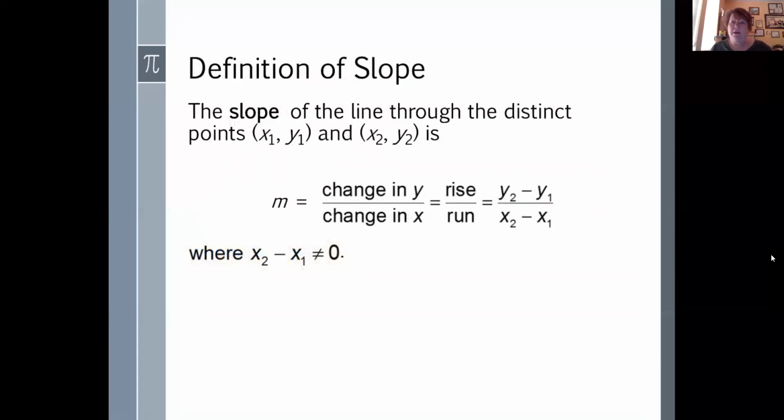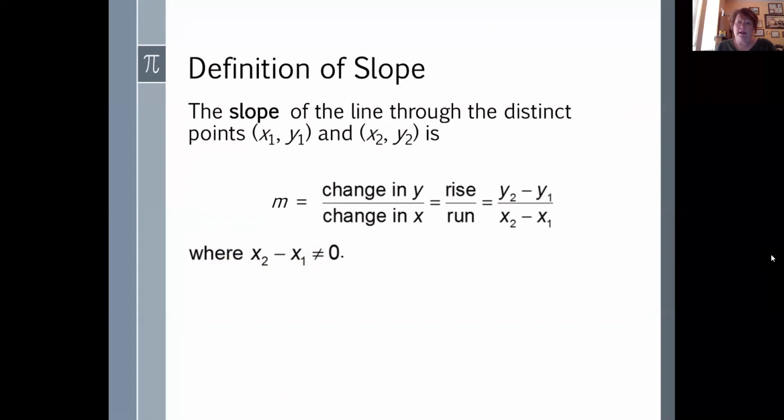So here is our definition of slope. The slope of the line through distinct points (x₁, y₁) and (x₂, y₂) is m, and m is the variable that we typically use for the slope of a line. m is equal to the change in y over the change in x, which is the rise over the run, which is given by the formula: the difference in the y values of the two points, y₂ minus y₁, divided by the difference in the x values of the two points, x₂ minus x₁. And x₂ minus x₁ cannot be 0. Otherwise, we have division by 0, and that is undefined.